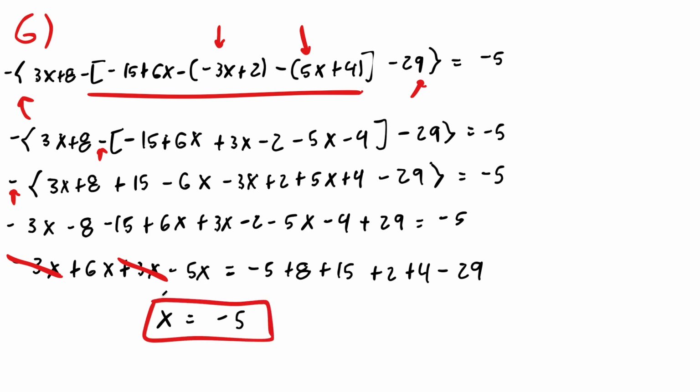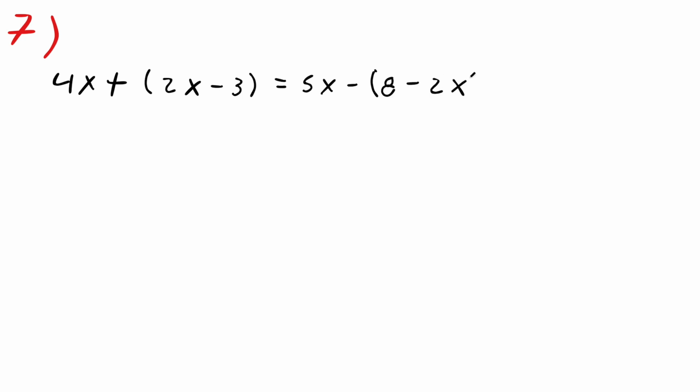Now let's start with 7, which you will do on your own. I'm talking to you. Of course, I'm going to help you. So for example 7, we have 4x plus 2x minus 3 equal to 5x minus open parenthesis 8 minus 2x. And so, how would you solve it?